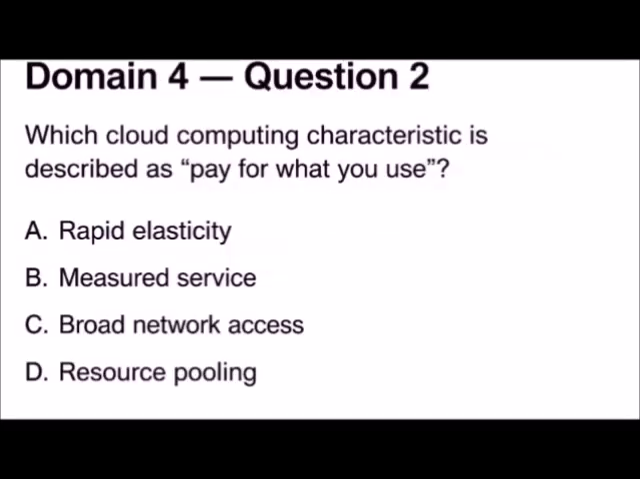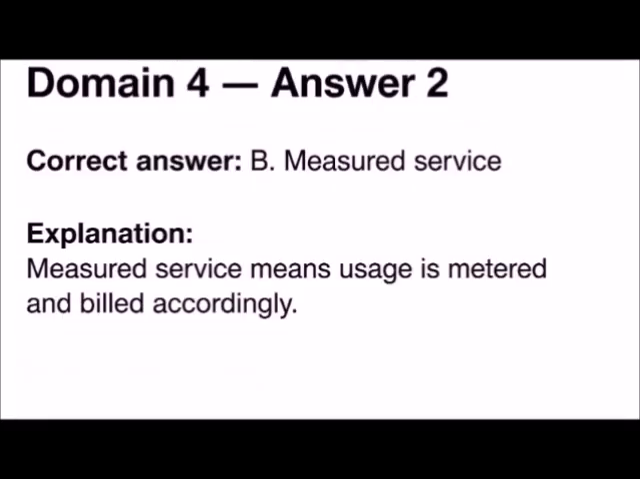Question 2. Which cloud computing characteristic is described as pay for what you use? A. Rapid elasticity. B. Measured service. C. Broad network access. D. Resource pooling. Correct answer. B. Measured service. Explanation. Measured service means usage is metered and billed accordingly.